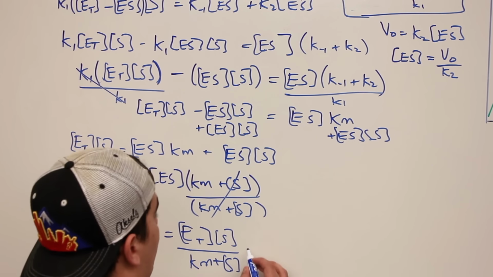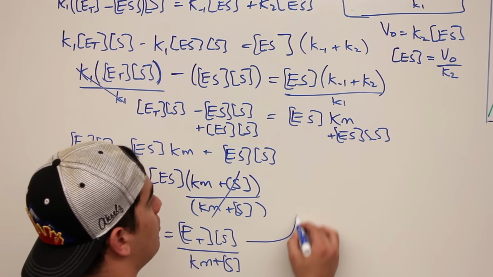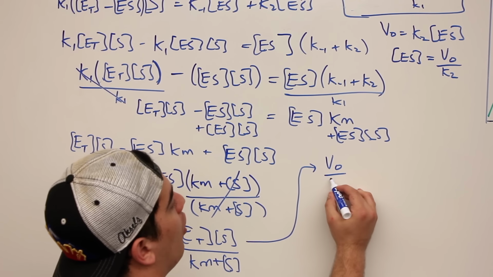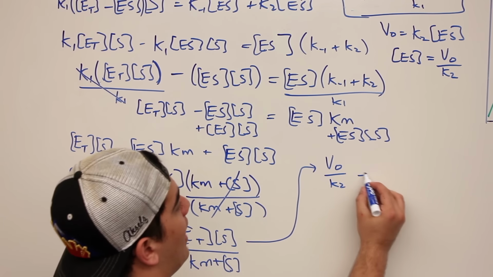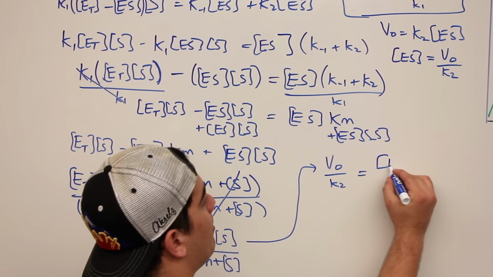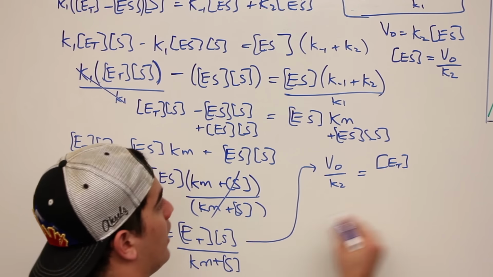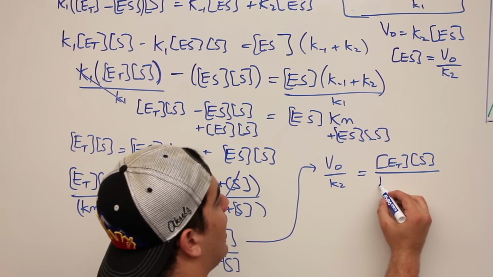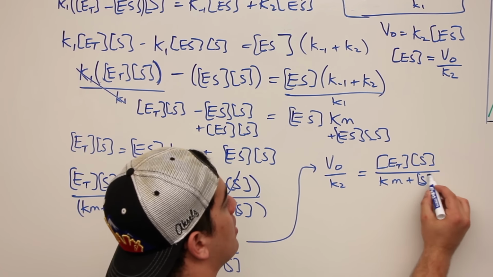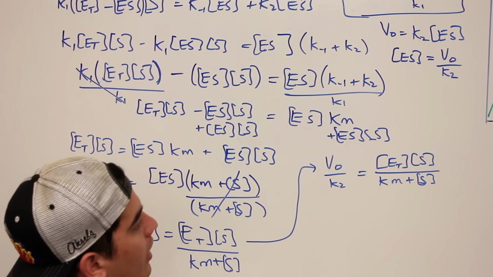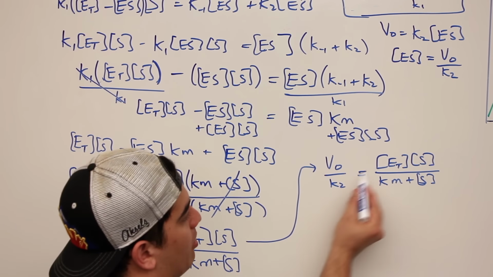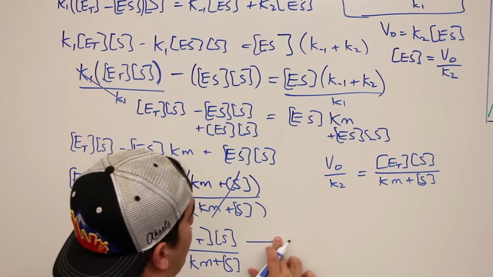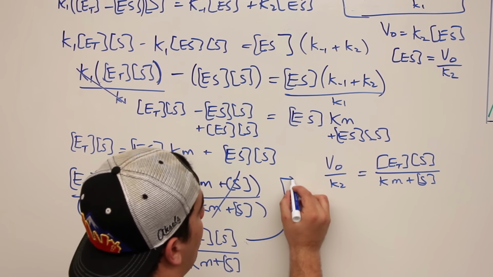So let's go ahead and do this over here now. Okay, now, if I plug in V0 over K2, that's equal to enzyme total times substrate concentration over Km plus substrate concentration. Okay, now what do I do to get V0 by itself? I multiply by the inverse, or the reciprocal, of K2. What's the reciprocal of K2?